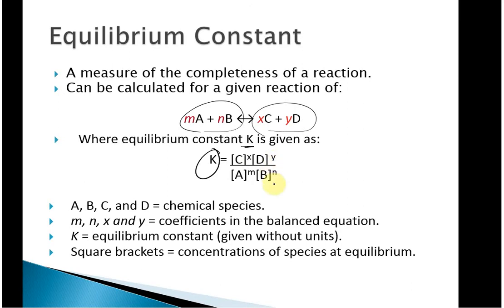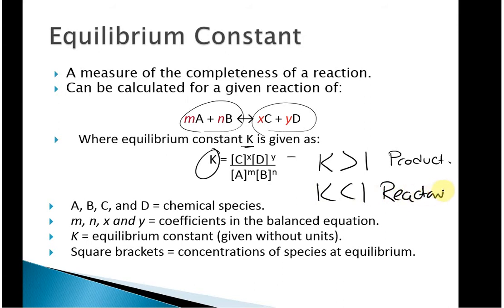Because it's products over reactants, if K is greater than 1, it is going to be product favored. It means that in this fraction you have more product than reactant. If K is less than 1, it means you have more reactants floating around in that flask than anything else, and so it's going to be a reactant favored reaction.